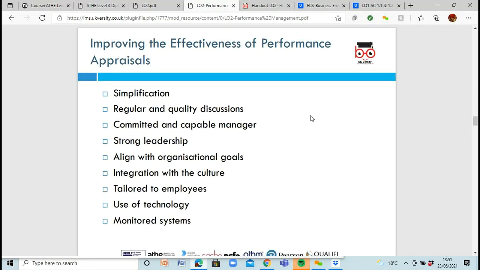So we're going to look at improving the effectiveness of performance appraisal. They should be simple, they should be quite regular, and you should have decent discussions. So it should be quality discussions. They're not there to ask about how your family were or what you're doing on the weekend. They're actually there to focus on work. So a good quality discussion needs to happen. We need a committed and capable manager, somebody who is committed to looking after their team members, and also is very capable of making judgments and actually helping their team members, their colleagues, go through the steps in a good way with good support. They should have strong leadership.